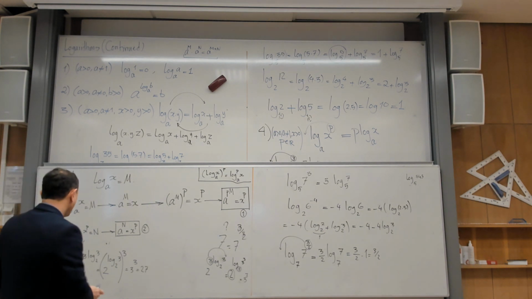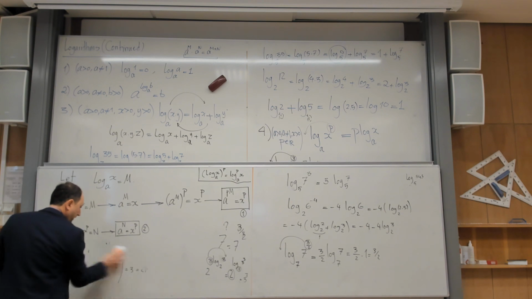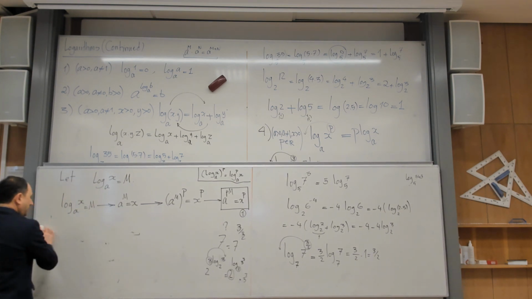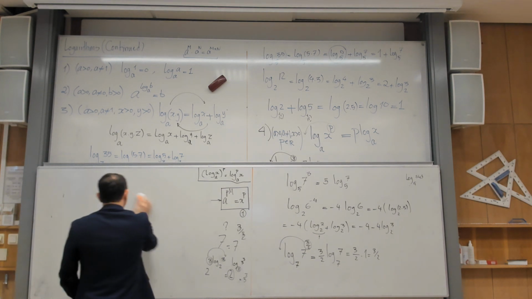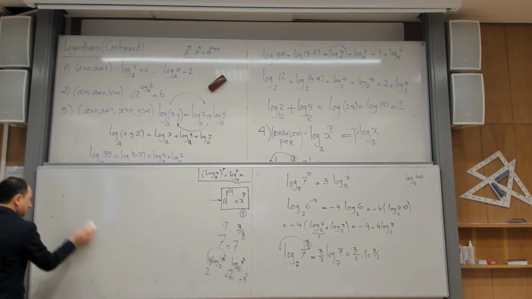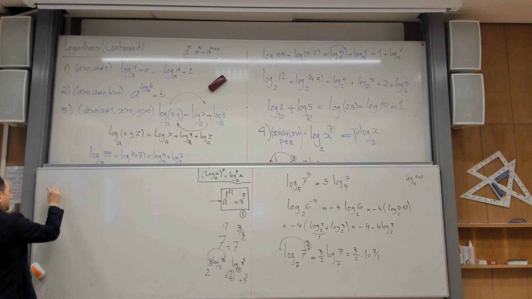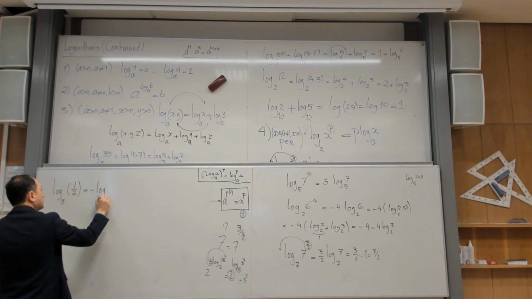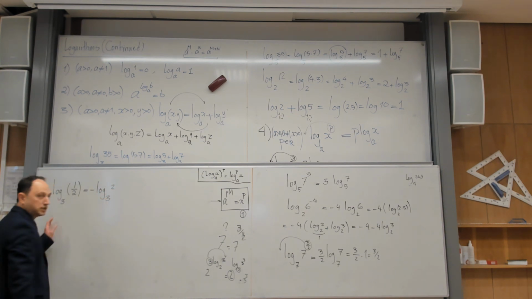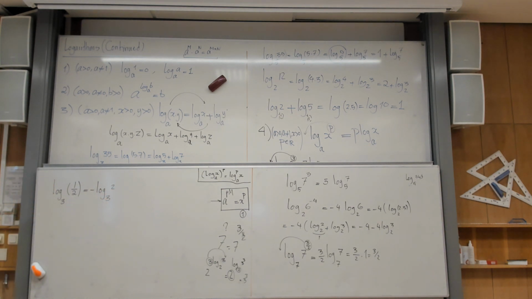Okay, so let me ask you one question. For example, what if I have something like this, log. Do you agree that this is correct or not? So log of 1 over 2 base 3 is minus log of 2 base 3. That's extremely important and useful. So why is this correct?